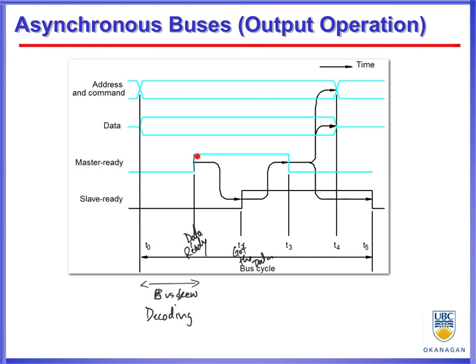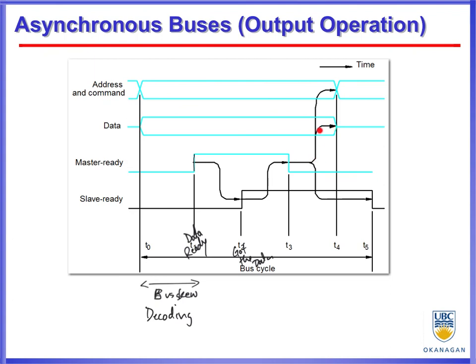Okay, after the master asserts its master ready, it's now waiting for the slave to respond. So when it sees that, it's going to say, oh, okay, slave got it. I can now drop my master ready. It responds by dropping its master ready, which is then going to be received by the slave. And the slave goes, oh, okay, you saw that, great, I'm done, okay?